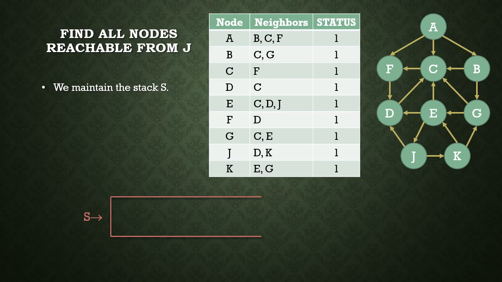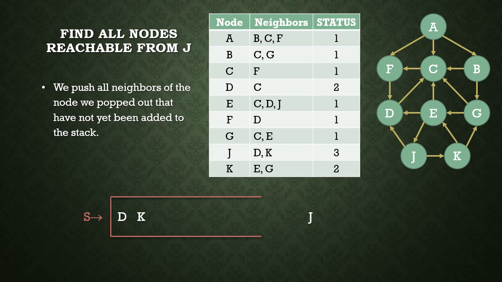We maintain the stack S, and you can see that the stack is empty right now. We push the source node onto the stack. We are asked to find nodes that are reachable from J, so the source node is J. We push J onto the stack and the status of J becomes 2. We visit the node at the top of the stack after popping it out. So J is popped out, status of J becomes 3.